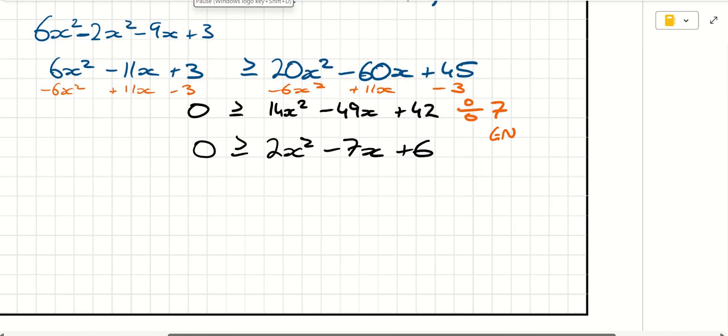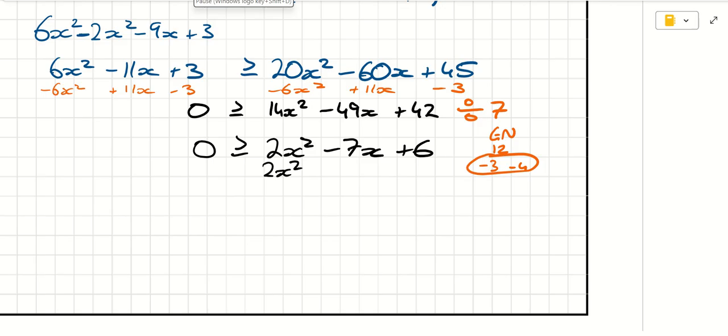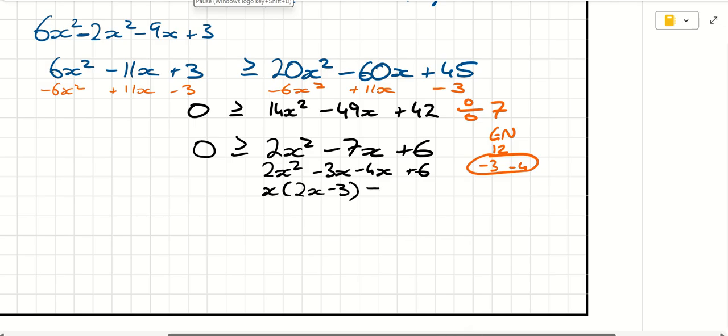So let's get our guide number. We've got our guide number of 12. It'll be minus 3 and minus 4 are the two factors there. So 2x squared minus 3x minus 4x plus 6, x by 2x minus 3 minus 2 by 2x minus 3. Would have been easier actually to switch these two around, but anyway. We've got x minus 2 and 2x minus 3 is greater than or equal to 0.